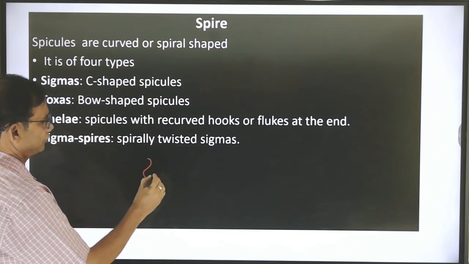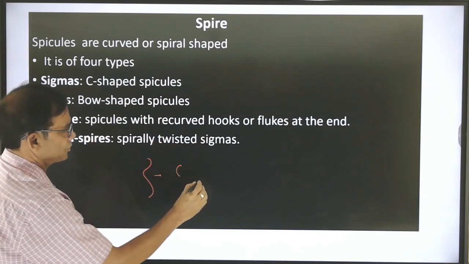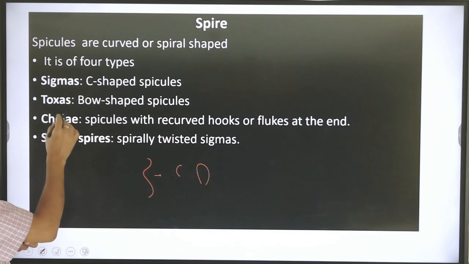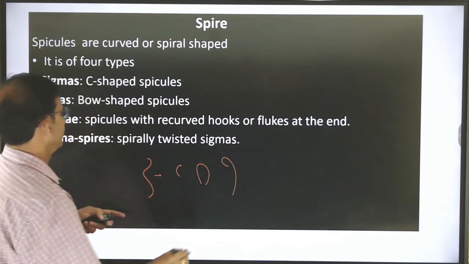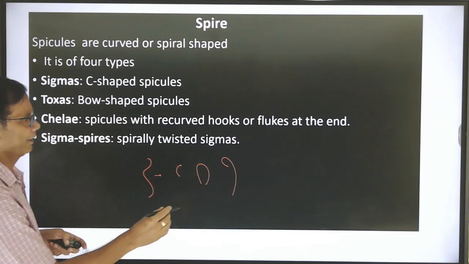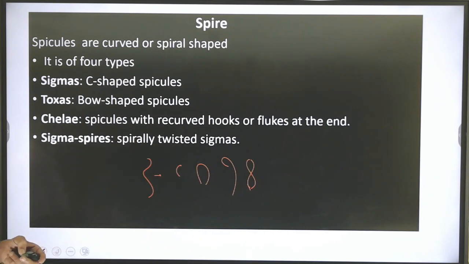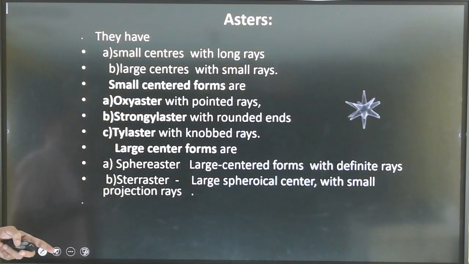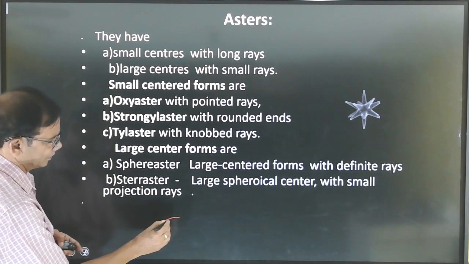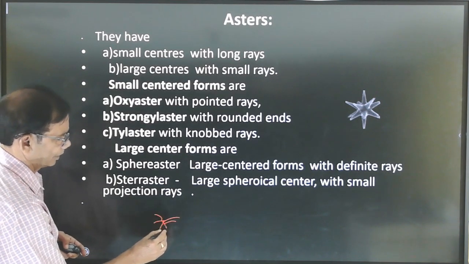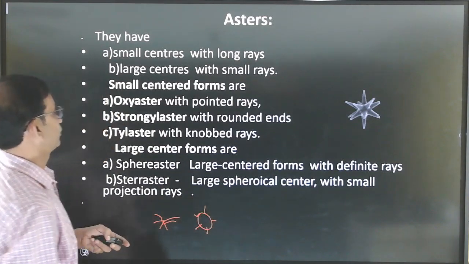When the spiral is C shaped, it is called sigma. When it is bow shaped, it is called toxa. When the spicules are in recurved hooks, it is called chela, and sigmaspire is spirally twisted. Now asters. They are of 2 types, small centers with long rays and large centers with small rays. These are the 2 types of asters.